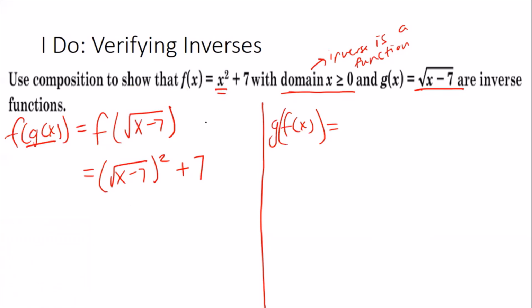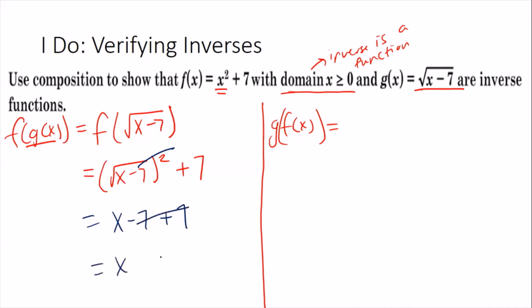All right. What is the relationship between the square and the square root? What do they do to each other? They cancel out because they're inverses, right? So this is going to go away, and we're just left with x minus 7 plus 7. What happens to negative 7 and positive 7? They cancel out. So we're just left with x.